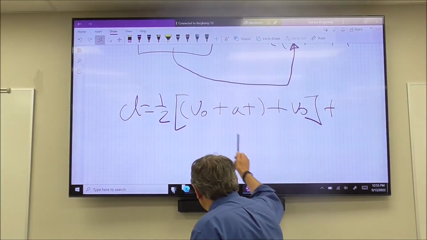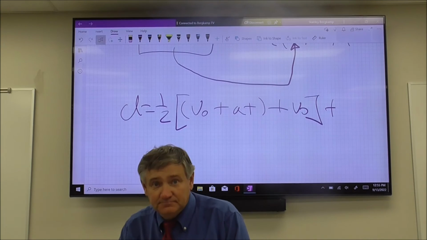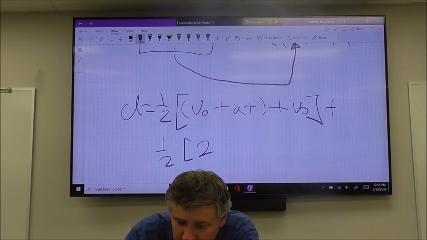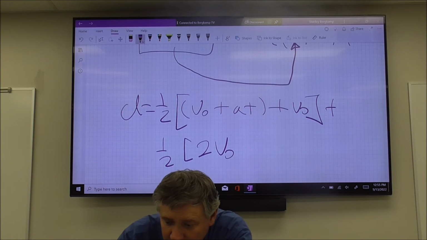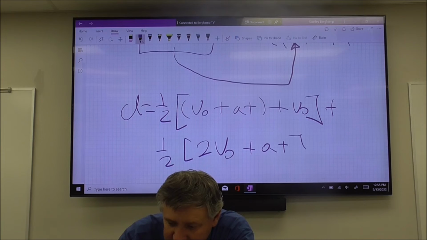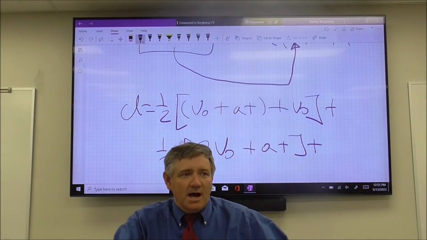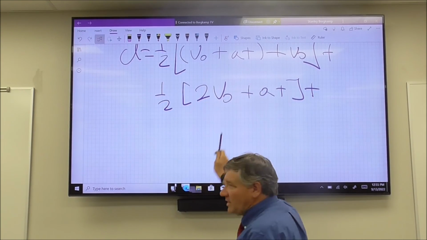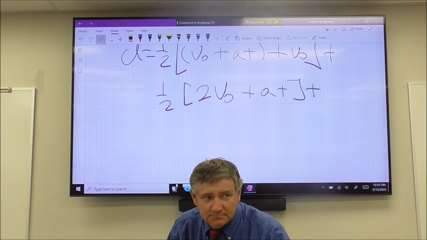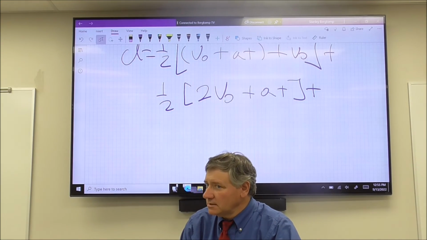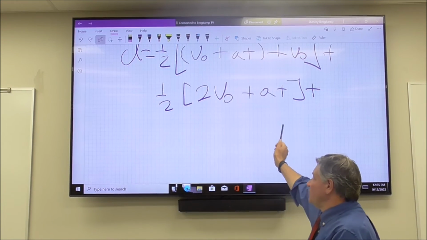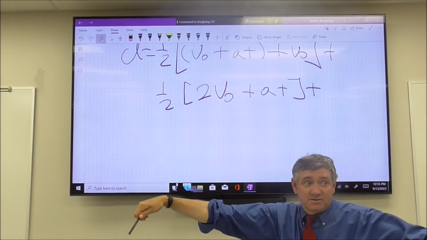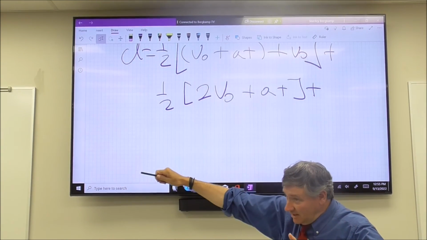So, can I take v naught and add that to v naught? Yep. If I combine those, I get 2 v naught plus at, all times time. Now, we're going to do this without a safety net, but we can handle this. I want to do a double distribution at the same time. I want to distribute the 1/2 at the exact same time I distribute the time from the other side.